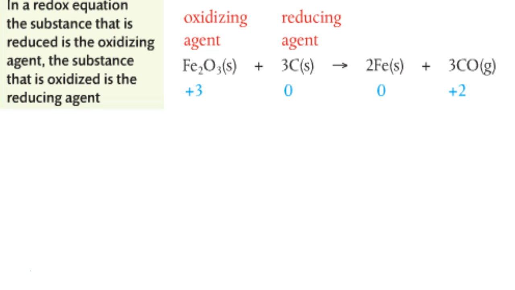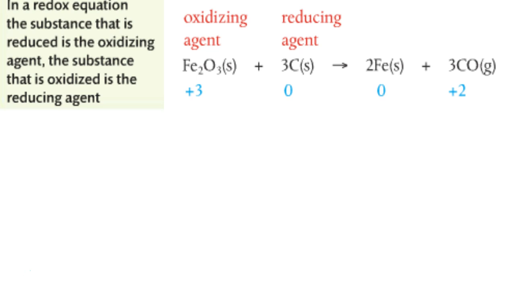And so, in a redox equation, we need to identify the oxidizing and the reducing agent. And these are a little bit confusing because they're kind of backwards. The oxidizing agent is actually the species that gets reduced, and the reducing agent is the species that gets oxidized.